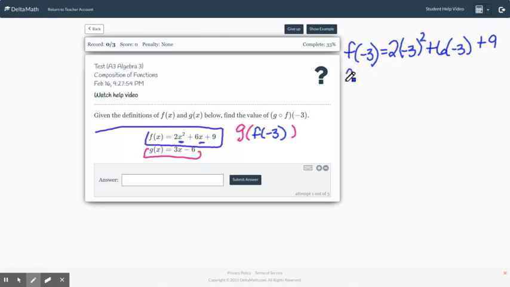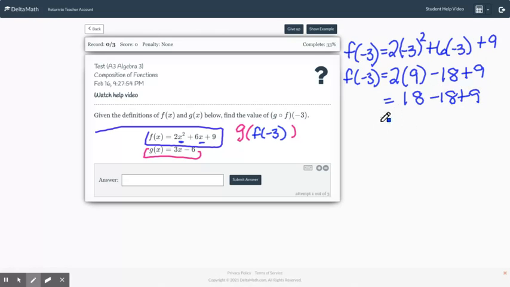So f of negative 3 is equal to 2 times, now follow order of operations. Negative 3 squared is positive 9. 6 times negative 3 is negative 18 plus 9. 2 times 9 is 18. 18 minus 18 plus 9 is 9. So f of negative 3 is 9.